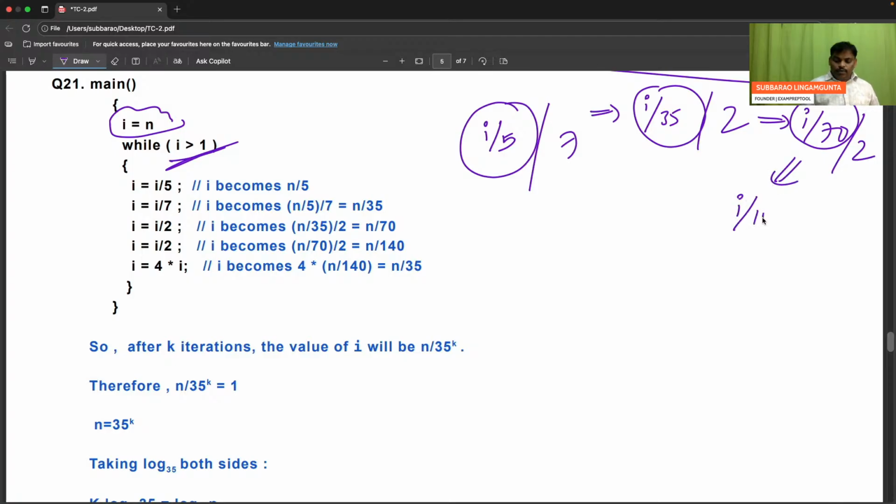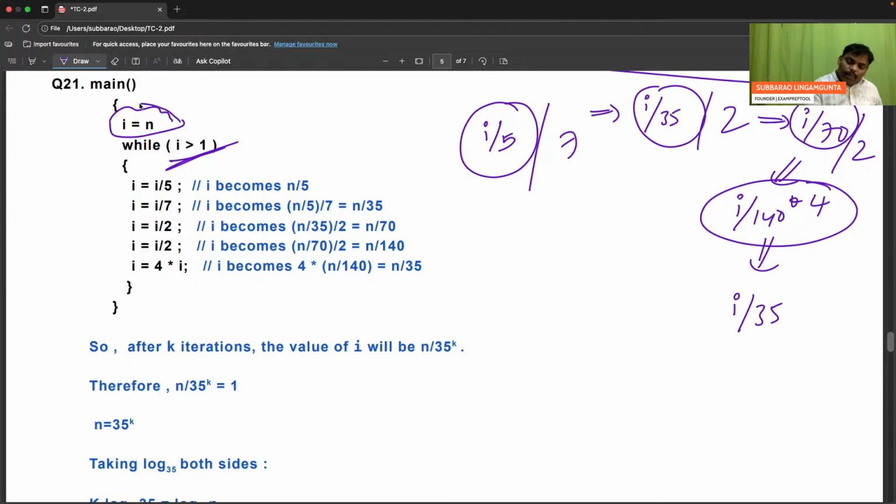i by 140. Now understand. Whatever you have, you multiply by 4. Please check properly. Into 4, then what is the answer? 4 ones, 4 twos, sorry, 4 threes, 12. Now 4 fives, I think 35. This became i by 35. Overall i by 35.